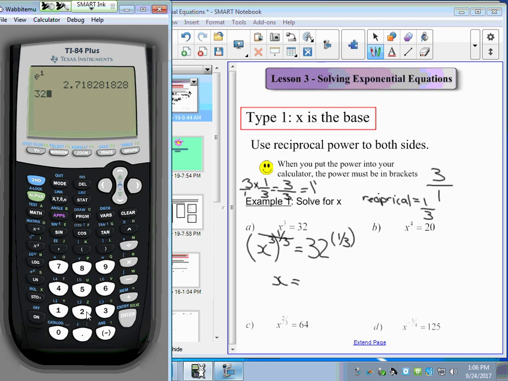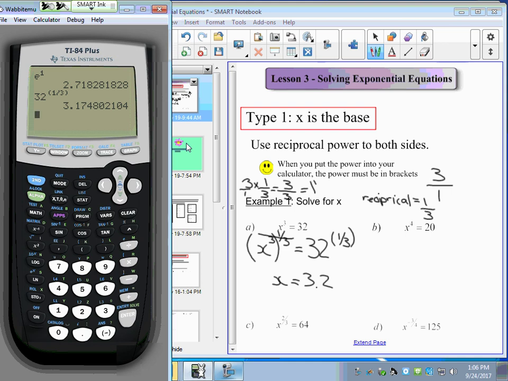32 to the power of, our little tippy hat thing, 1/3. So this calculator is a newer version, but for most of you guys, you will have to put the 1/3 in brackets. Otherwise, it'll raise it to the power of 1, which is 32, and then divide by 3, which is not what we want. So make sure you put the top in brackets. And then we get our answer, 3.17. We'll round it to the nearest tenth for 3.2. So that means that 3.2 to the power of 3 equals 32, approximately.